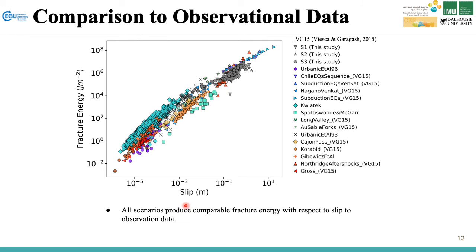To validate our simulation, to see if it is still plausible and realistic, we compare the properties of cascading rupture to observation data. As you notice, the simulation of dynamic rupture scenarios in this study is comparable to the observation data in terms of the proportion of fracture energy with respect to the slip. And all scenarios in this study are represented by the gray symbols here.